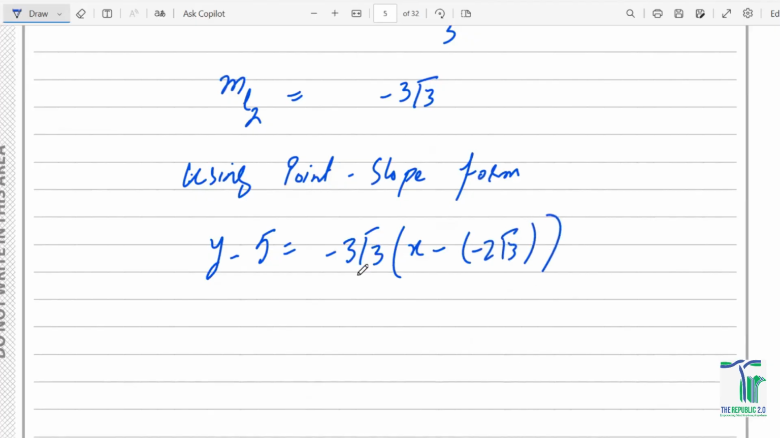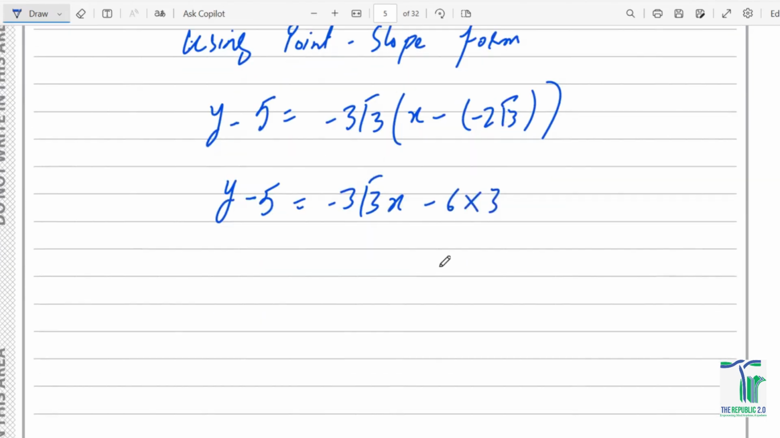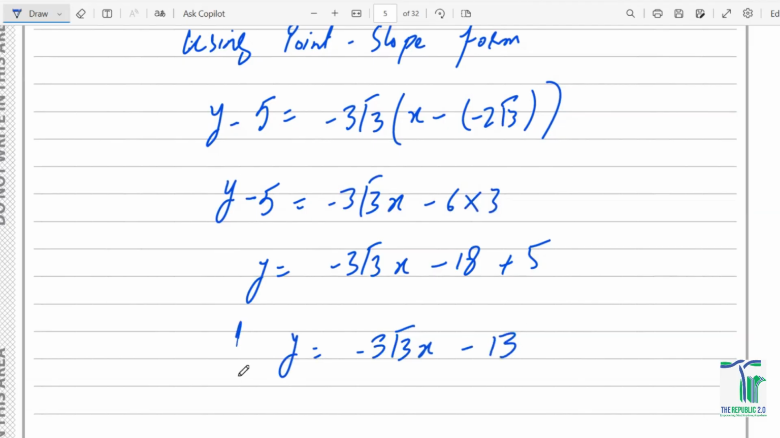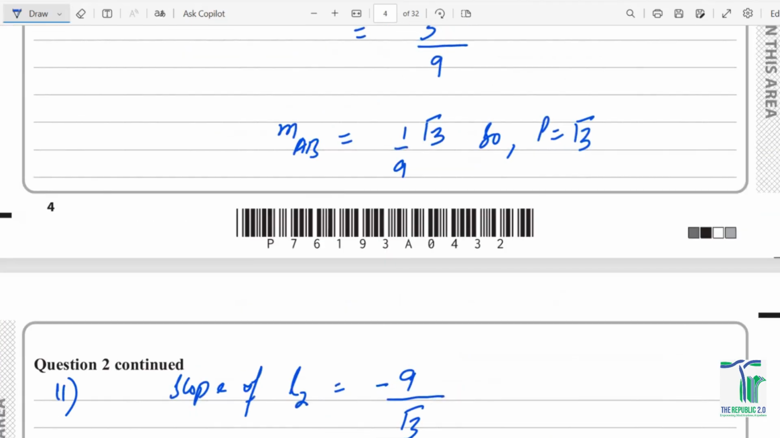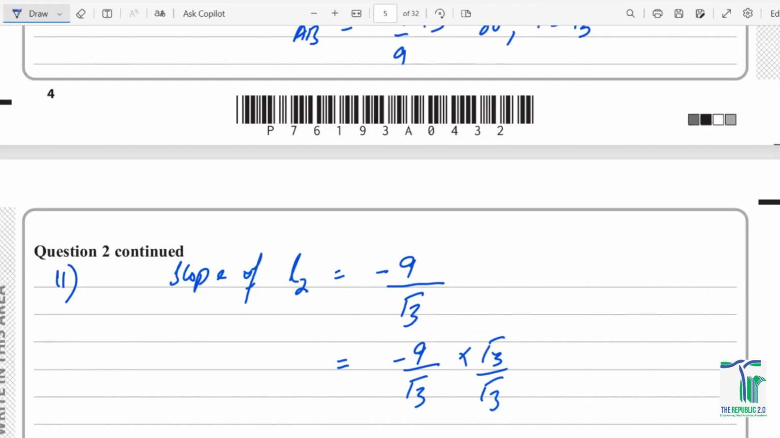Now I'm just going to simplify it down, and I would be having y minus 5 is equals to negative 3 root of 3 times x, minus minus plus plus, minus minus, 3 2s are 6, root 3s are 3. And now at the end of the day, you would be having y is equals to negative 3 root of 3x minus 18. And then this 5 is just getting subtracted over here, it would get added over here, plus 5. So you would be having y is equals to negative 3 root of 3x minus 13. That is the required equation of L2. So that is how we should be solving it down. Yep. We're done with question number 2.